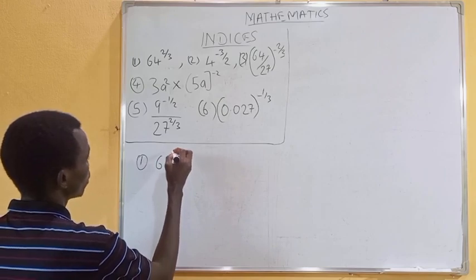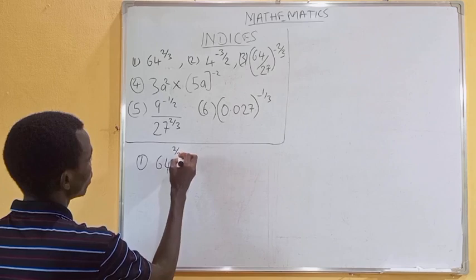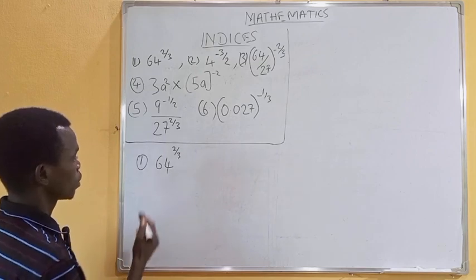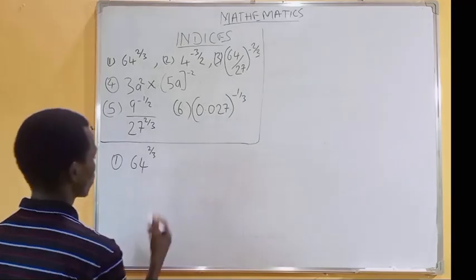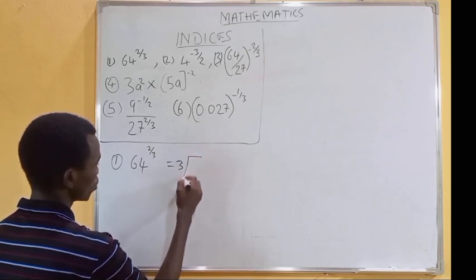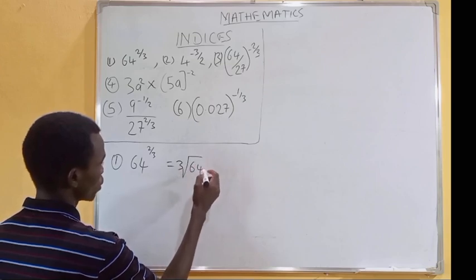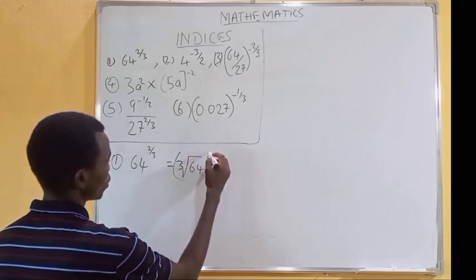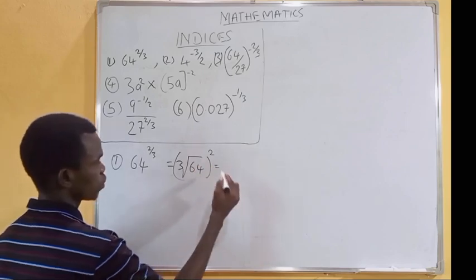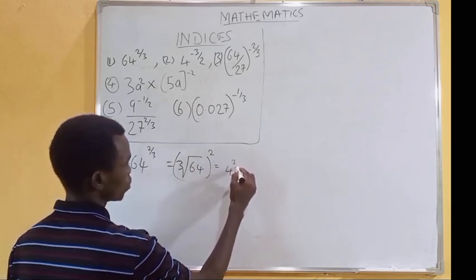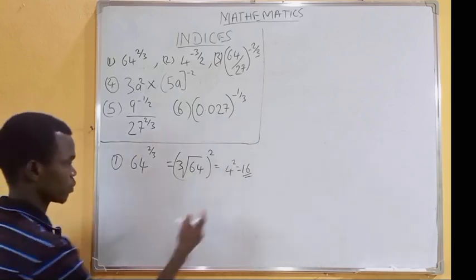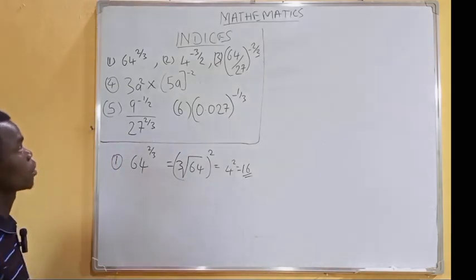Question 1: 64 raised to the fractional index of 2 over 3. If you look at this question, you know that this is a fractional index. In solving this question, it will be the root, which is the denominator, of the base number 64, raised to the power of the numerator, which equals the cube root of 64, which is 4, raised to the power 2, which equals 16. This is our answer for question 1.